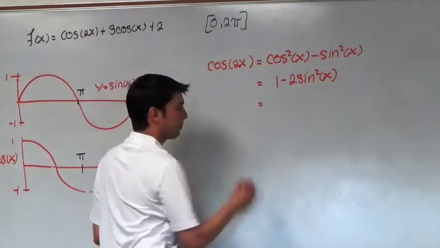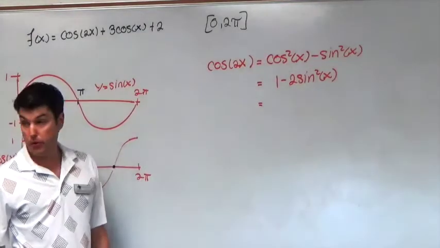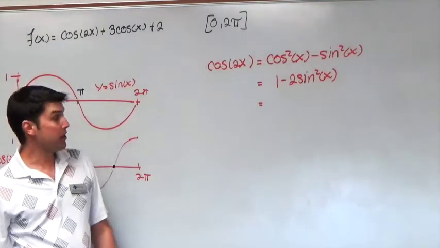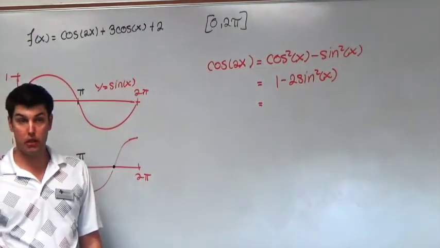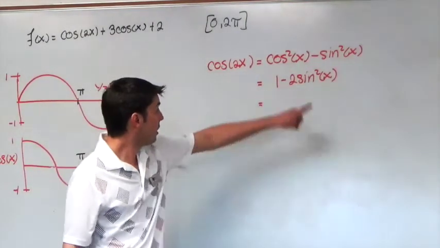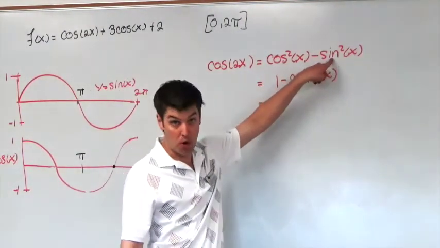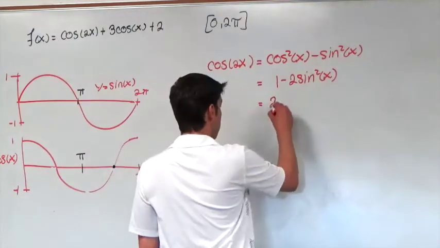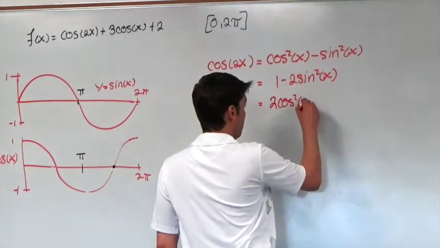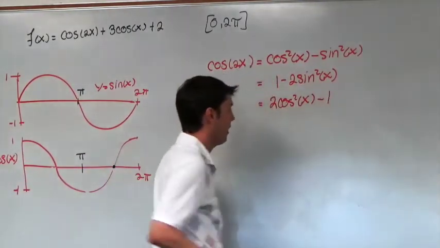Okay. Do the same trick with the sine squared. We know that sine squared is 1 minus cosine squared. So if you replace sine squared with 1 minus cosine squared, you get 2 cosine squared minus 1. Okay.